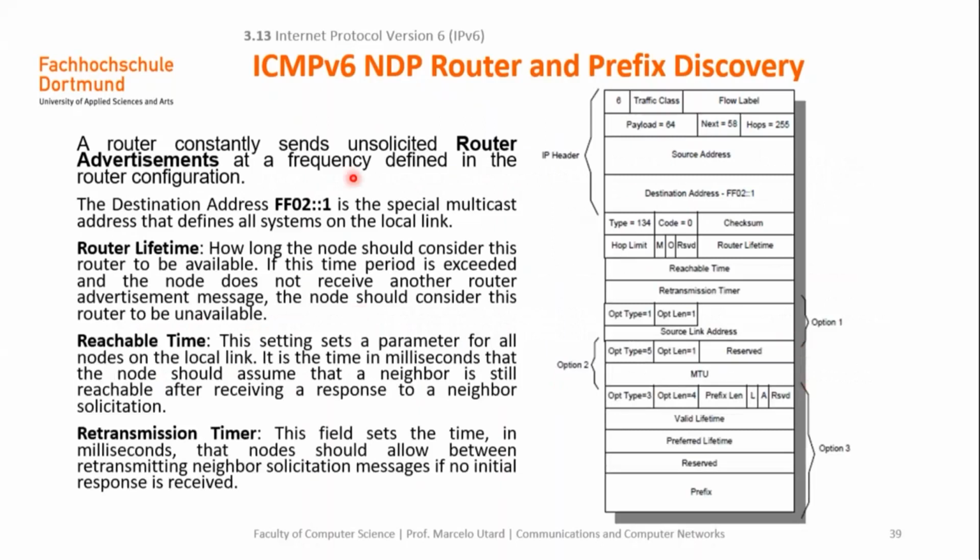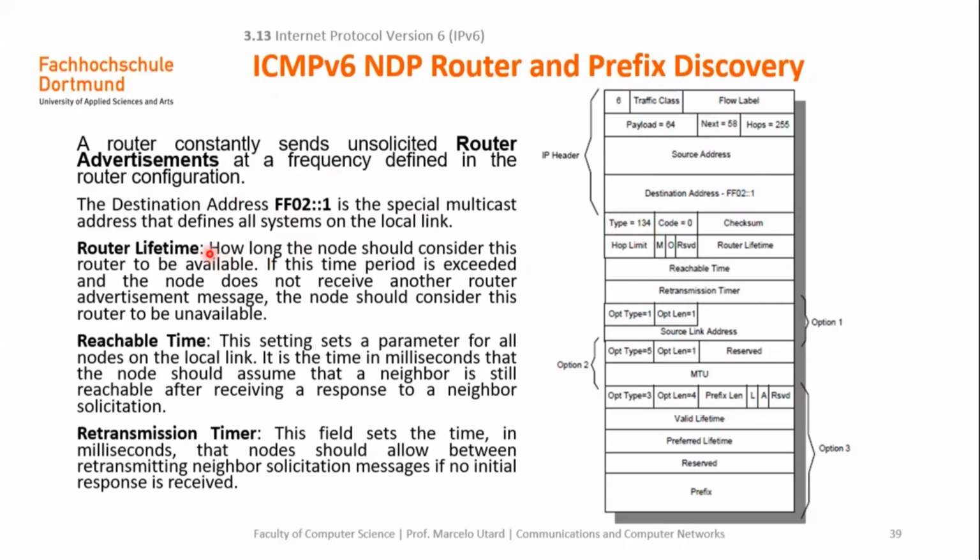And then this is typically a router advertisement. A router constantly sends unsolicited router advertisements at a frequency defined in the router configuration. The destination address, this one, is the special multicast address that defines all systems on the local link. The type in this case, 134, is the ICMP router advertisement.